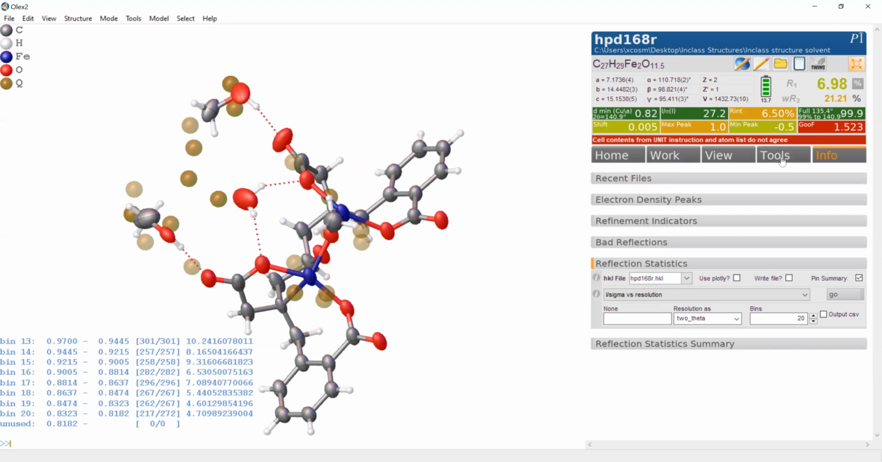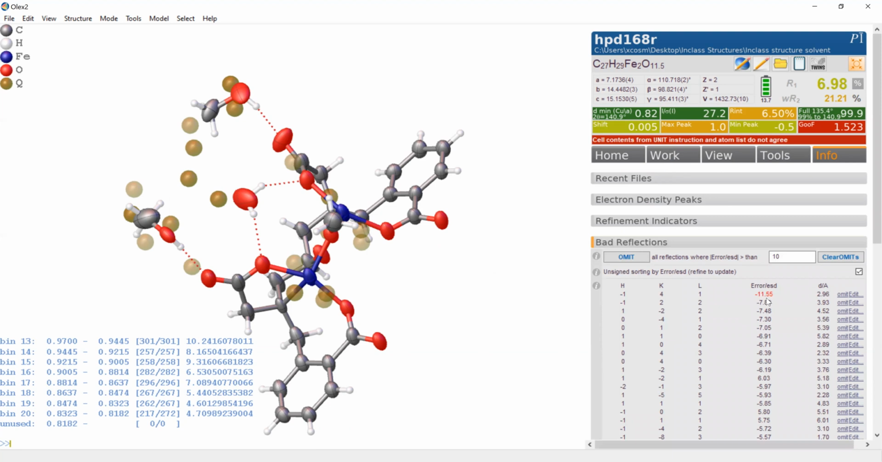But what I will do is I will check for any bad reflections and omit those. So this is one bad reflection here. So if I click omit, it'll omit it from the reflection file.